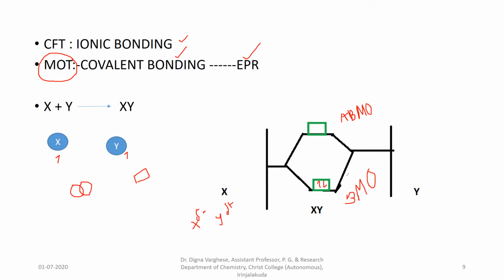If the energy gap between the molecular orbitals is very high, that means it becomes completely ionic bonding. So in molecular orbital theory, the metal-ligand interaction is somewhat a covalent interaction, for which additional evidence is provided by electron paramagnetic resonance.